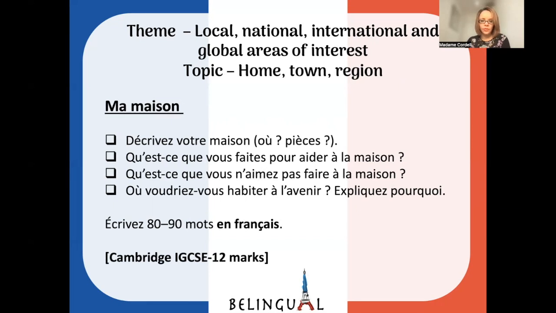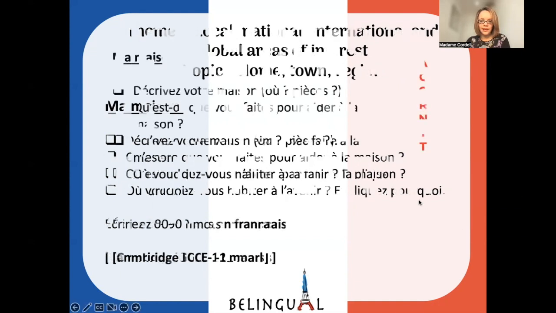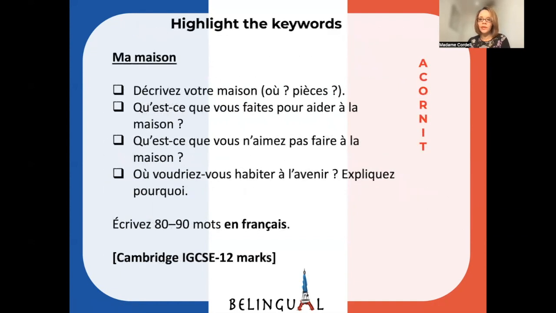Okay, so as always, once you've got your question, make sure you write ACORNIT on the side of it. Make sure they're all ticked off at the end of your essay. If you forgot anything, you can always add it at the end.